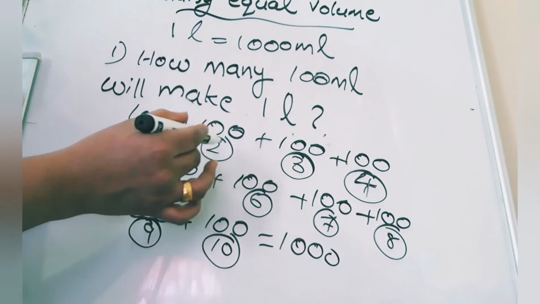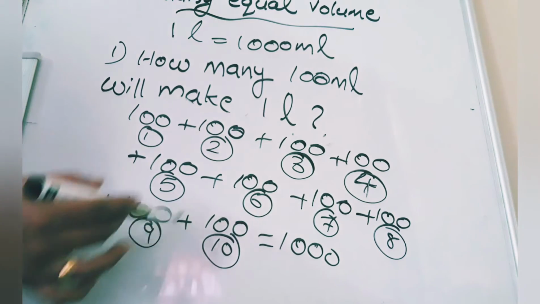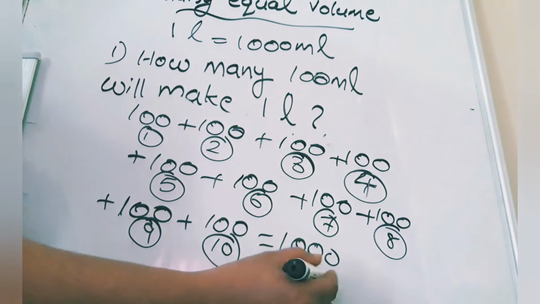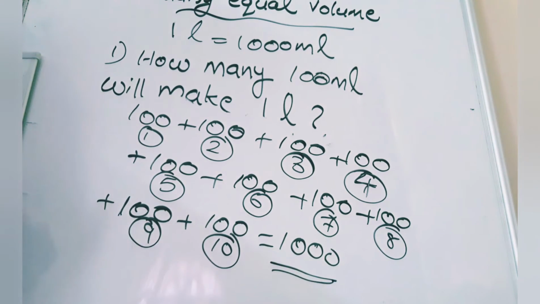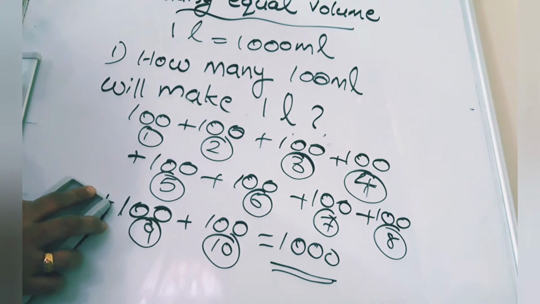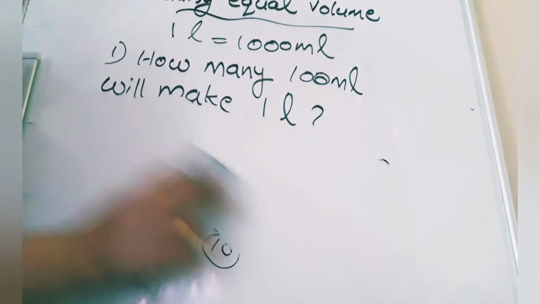So 100 plus 100, 200, 300, 400, 500, 600, 700, 800, 900, then 1000. 900 plus 100 is 1000. So last answer is what? 1000. So 10 times 100 ml is equal to 1000 ml or 1 liter. I think it is clear. So now let's see another question.